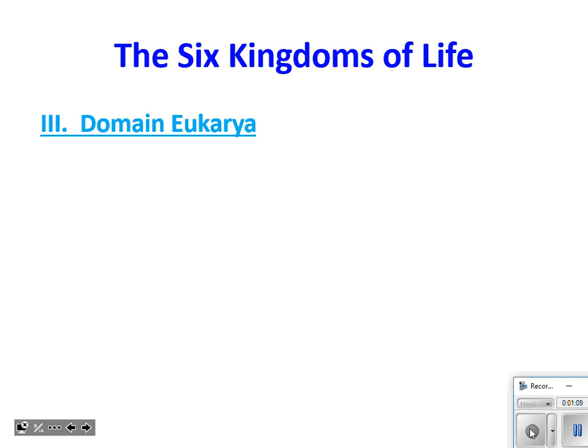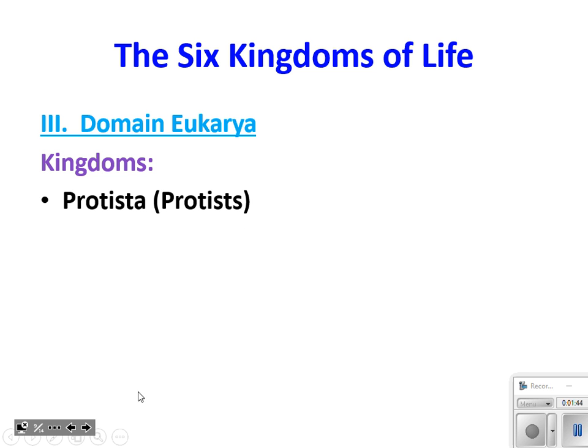Now, just to jog your memory a little bit, the domain eukarya has eukaryotic cells, meaning that we have a true nucleus and that we have membrane-bound organelles. So without further ado, let's go ahead and talk about the very first kingdom we're going to discuss in eukarya, and that is going to be the Protista kingdom, the protist. Here is the kingdom. The first one we're going to talk about is protist, the kingdom Protista. Okay, there's a picture of a little protist right there.